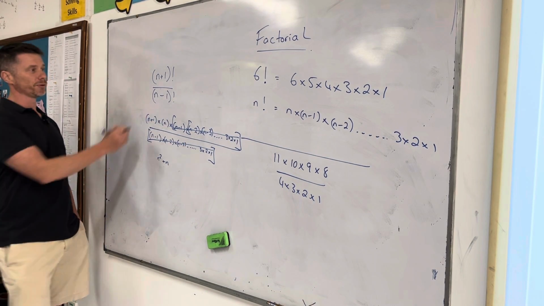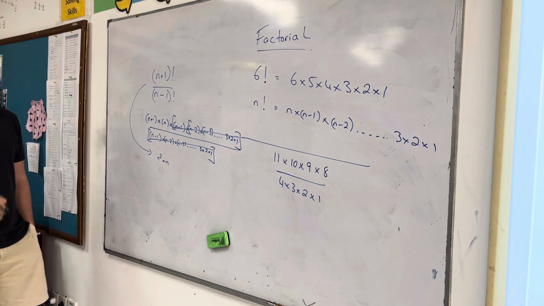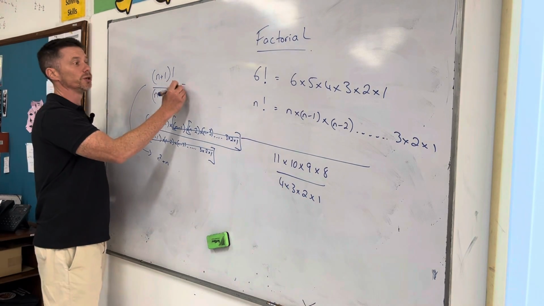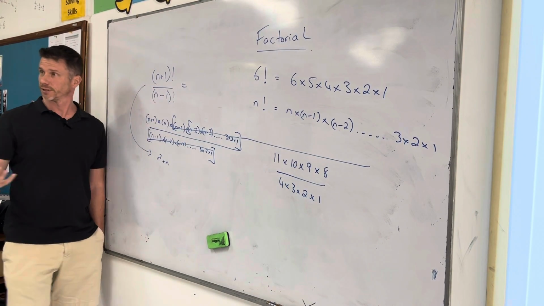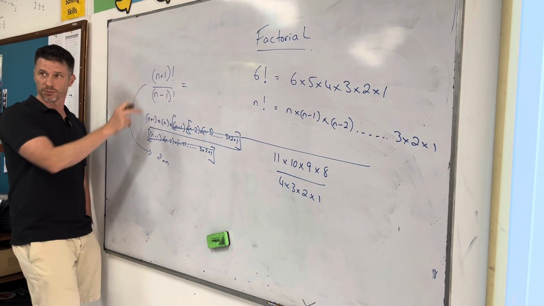So we've simplified this into something without a factorial, which is useful for solving. Because if this was equal to a number, I could then solve for that number. Because it's very hard to solve when it's written as a factorial.